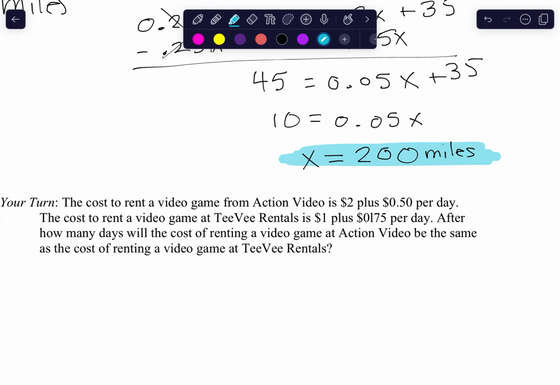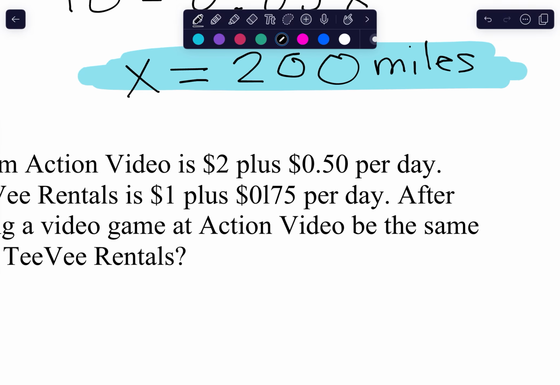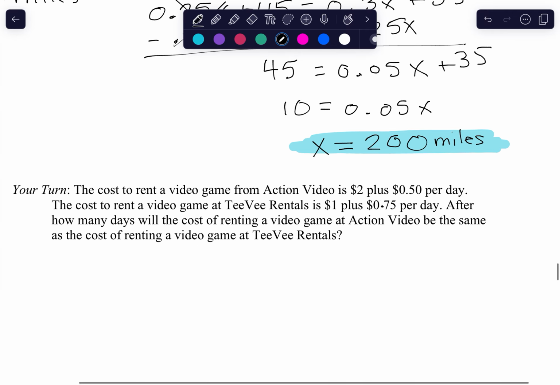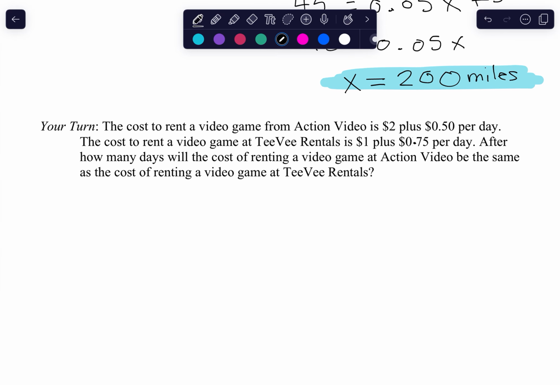All right, so I can see before you do your turn, there's another typo. That should be 75 cents per day. There we go. All right, so take a moment, try to do this one, and then come back and check. And I'm probably not going to talk the whole way through it, but you can check through my work then.